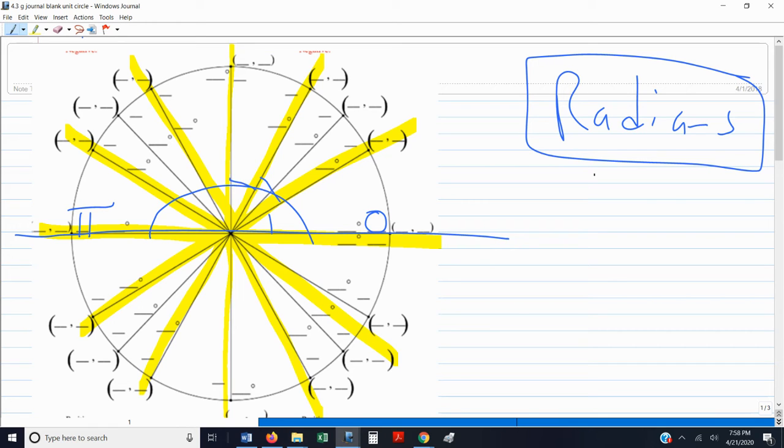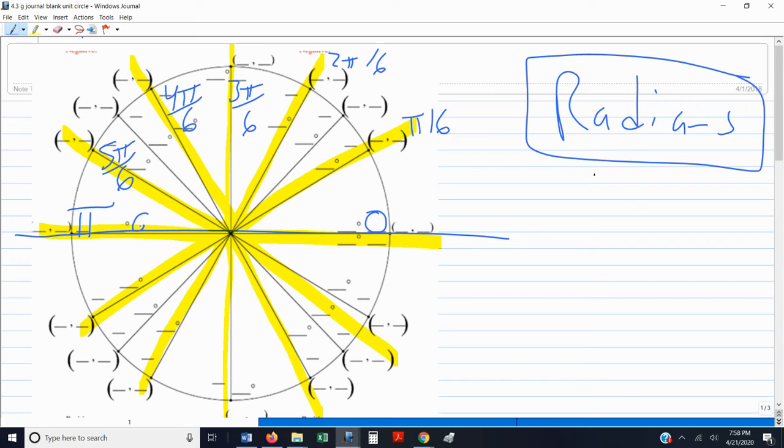1, 2, 3, 4, 5, 6. So the pie has been cut into 6 slices, and so we go around using our fractions. I'm going to write these out here to see if it's a little bit easier to see. 1 pi over 6, 2 pi over 6, 3 pi over 6, 4 pi over 6, 5 pi over 6. This is 6 pi over 6, 7 pi over 6, 8 pi over 6, 9 pi over 6, 10 pi over 6, 11 pi over 6, and 12 pi over 6.